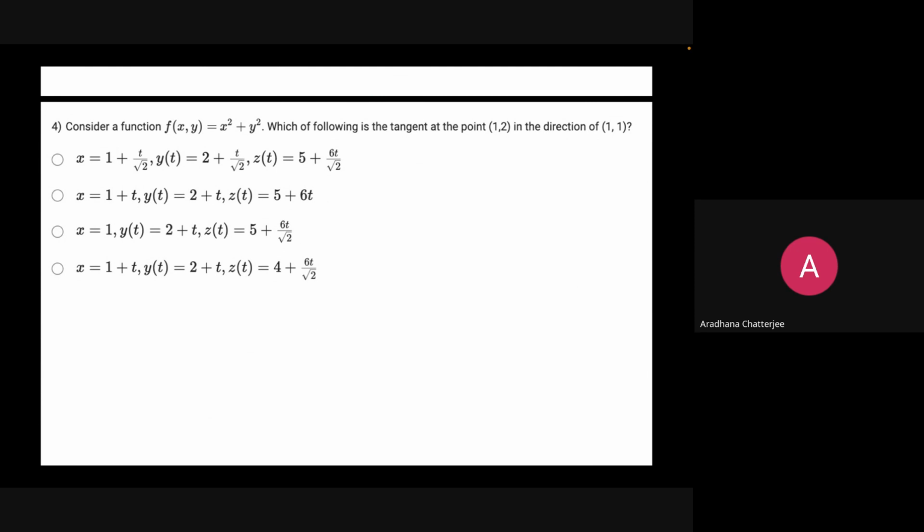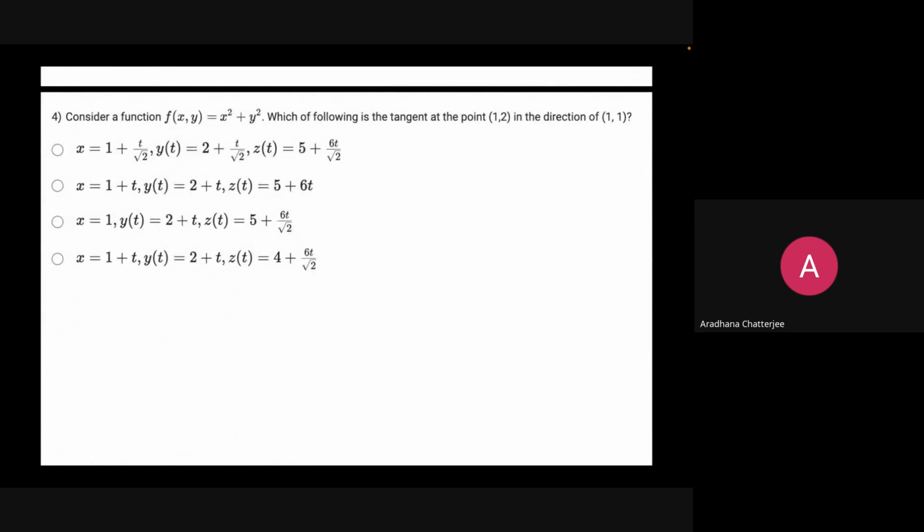Okay. So here we have x square plus y square. We want the tangent at the point (1, 2) in the direction of (1, 1). Because it's in the direction of (1, 1), we need a unit vector from the parametric equation form. In the direction of a unit vector only, we can use this form. So let's make this a unit vector.